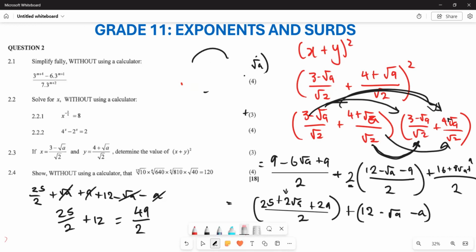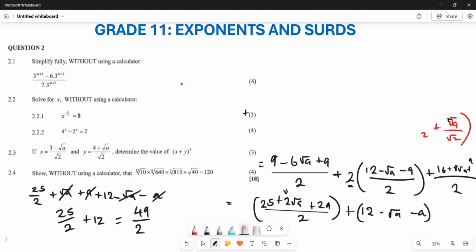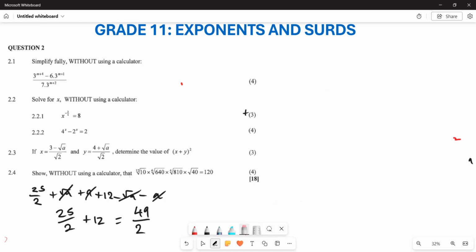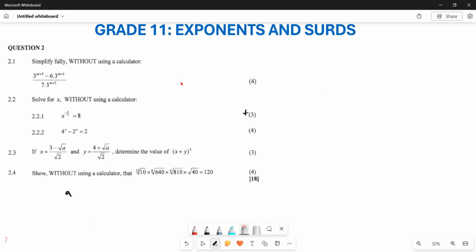Now let's look at your 2.4. In your 2.4, what is it that you're going to have? Let's see. When you are doing your 2.4, they say, without using a calculator, they want you to show that this is going to be equal to 120, right? So now, how can you start?